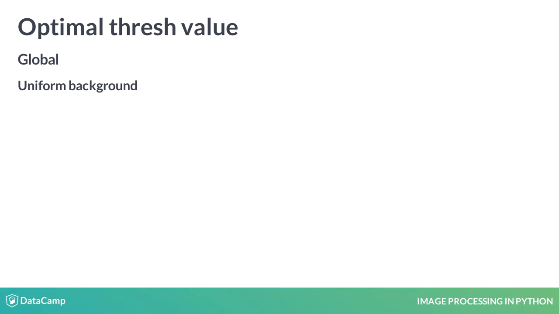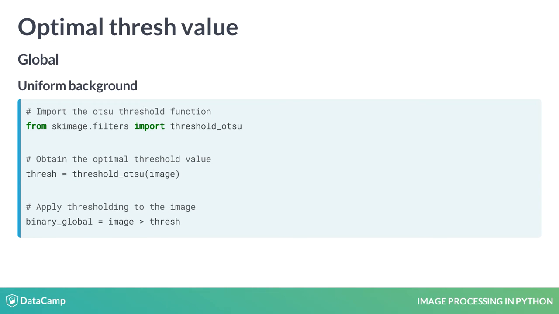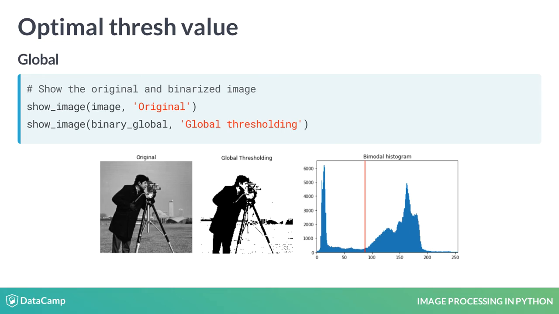Previously, we arbitrarily set the thresh value, but we can also calculate the optimal value. For that, we import the threshold OTSU function from the filters module, then obtain the optimal global thresh value by calling this function. Apply the thresh to the image, and that's it. Let's see the image. We see the resulting binarized image next to the original to compare it. We see how the optimal thresh is spotted by a red line in the histogram of the image.